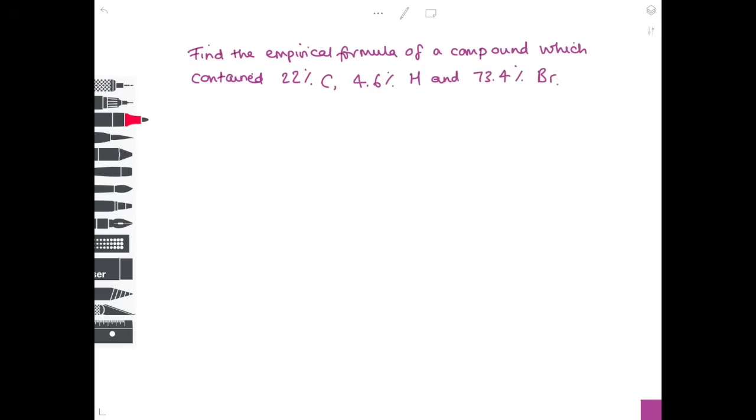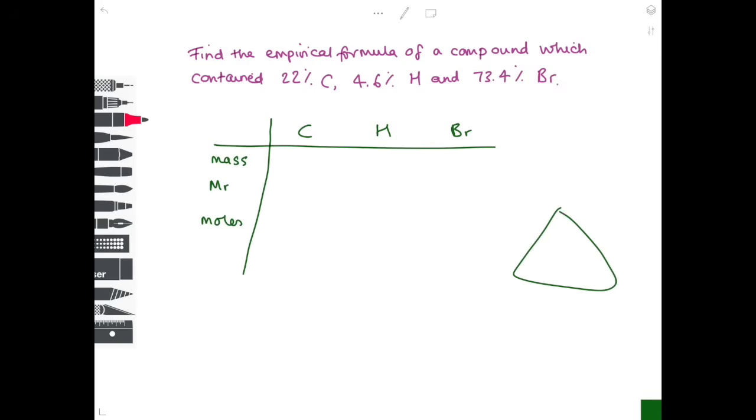Now we're looking to find the empirical formula of a compound which contained 22% carbon, 4.6% hydrogen and 73.4% bromine. I like to lay out these questions always using the table format. So first of all, list your 3 elements and then draw a table underneath: mass, MR, moles, and don't forget your formula triangle. Always be aware. So remember, mass is at the top, MR and moles. And then just substitute what you know from the question.